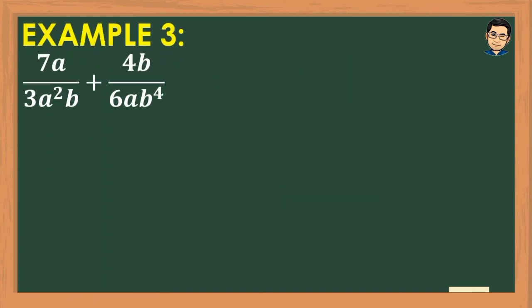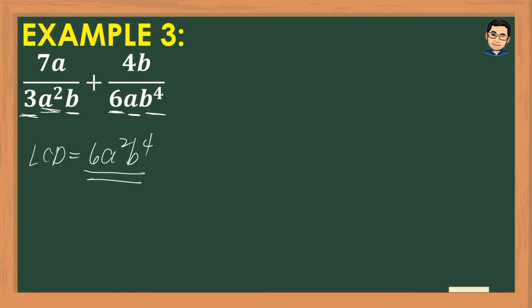So, let's have example number 3. 7a all over 3a squared b plus 4b over 6ab to the 4th power. So, yung LCM, so kung LCM, 3 tsaka 6, least common multiple, yung LCM po is 6. So, dahil denominator sila, LCD, so 6. What about a squared tsaka a? So, ang ano po sa kanila is a squared. And then, sa b naman, tsaka b to the 4th power, that will become b to the 4th power. So, this will be our LCD.